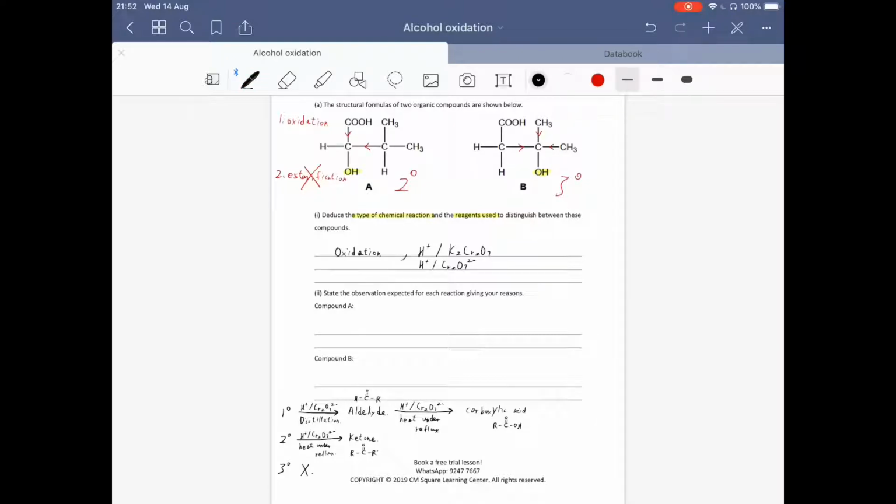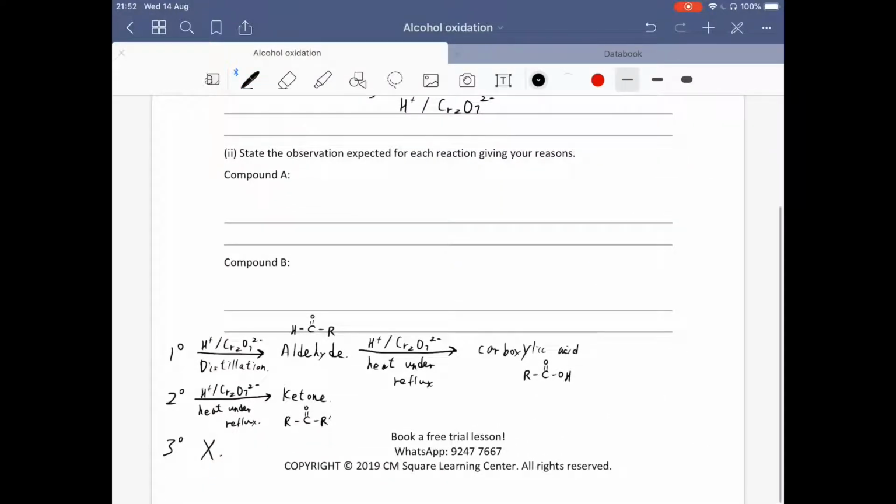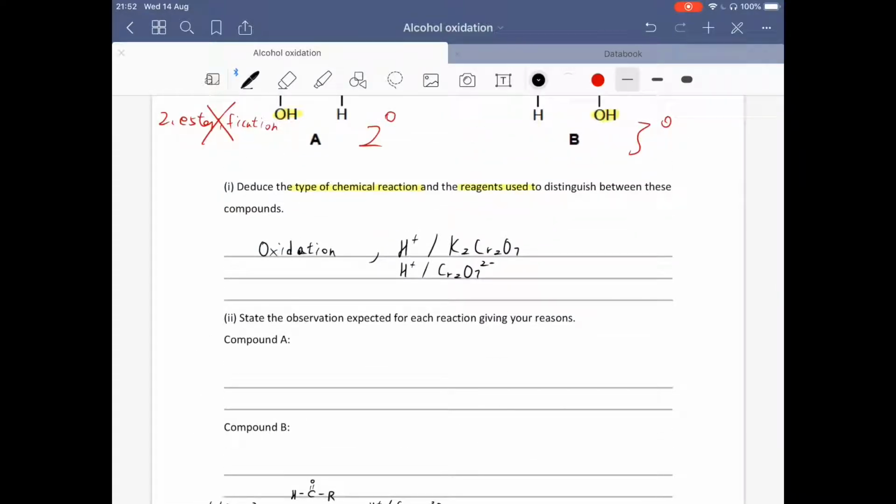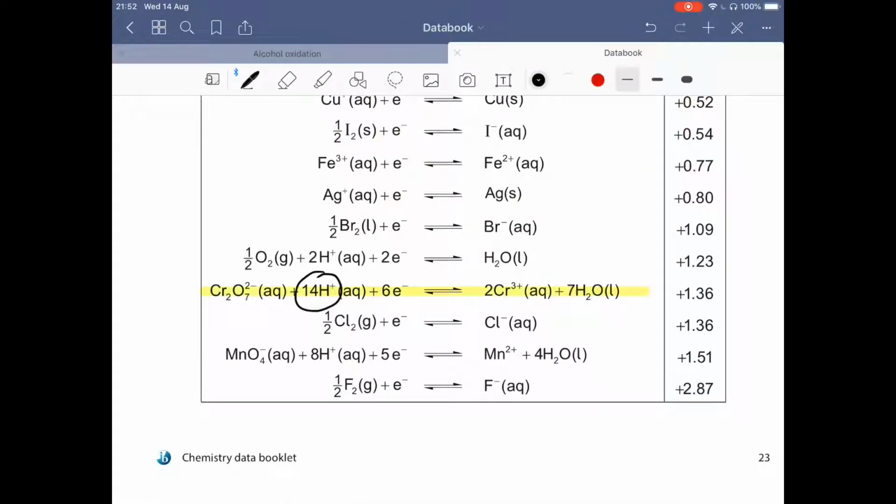So that means compound A will undergo an oxidation reaction and it is oxidized to ketone. But what can we observe? Maybe some students know that secondary alcohol will oxidize to a ketone, and the oxidizing agent is potassium dichromate, or the dichromate ion here, and it will be reduced to chromium(III) ions. So in this reduction, there's a color change. The color of the dichromate ion is orange, while the color of the chromium(III) ion is green.